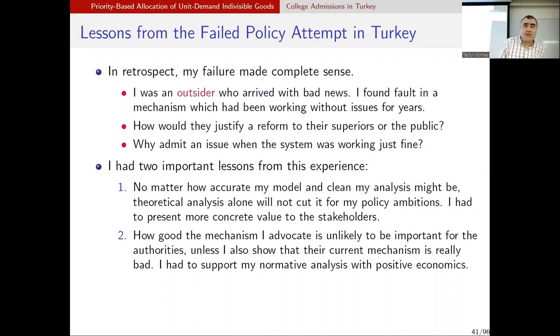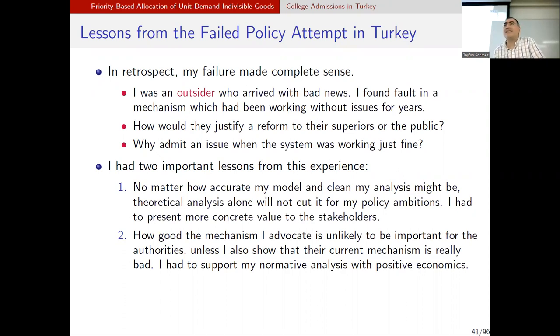Right? So I got two important lessons from this experience. I learned that no matter how accurate my model and clear my analysis might be, theoretical analysis alone will not cut it for my policy ambitions. I had to present more concrete value to the stakeholders, no matter how I do it. And second, how good a mechanism I advocate is unlikely to be important for the authorities unless I show that their current mechanism is also really bad. Okay? I had to support my normative analysis with positive economics.